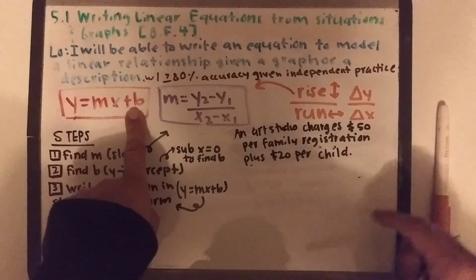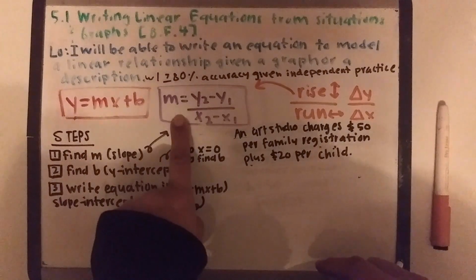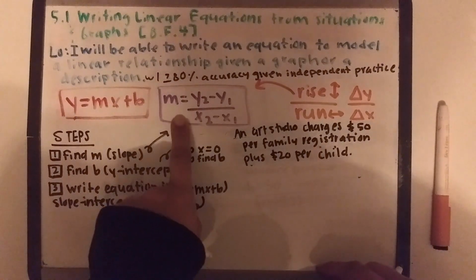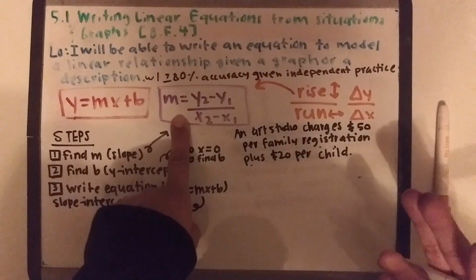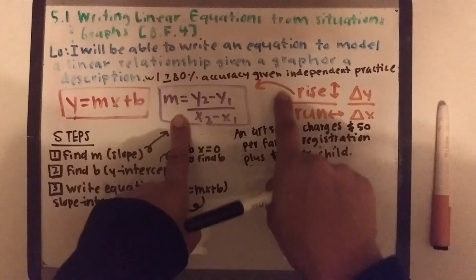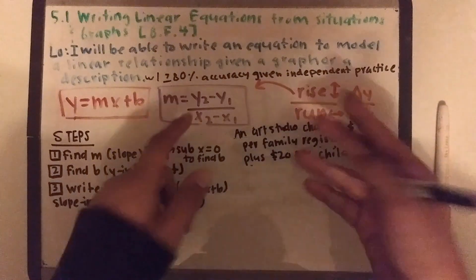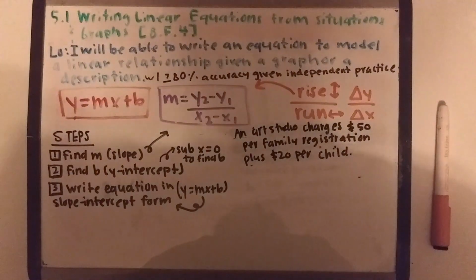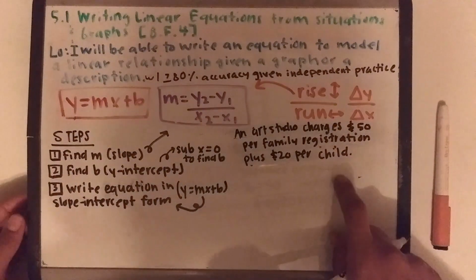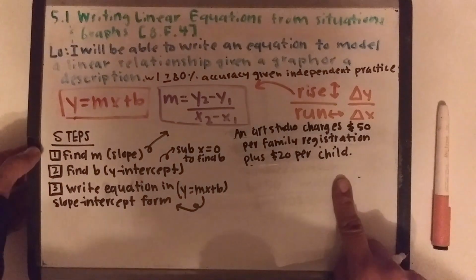Okay, to find your slope, you have to use this formula. So y2 minus y1 over x2 minus x1. This is usually when you're given ordered pairs. You can use this method when you're given a graph, but you can use both for any situation in this case. So let me go ahead and go over the steps, and I'll give you a few examples to do.